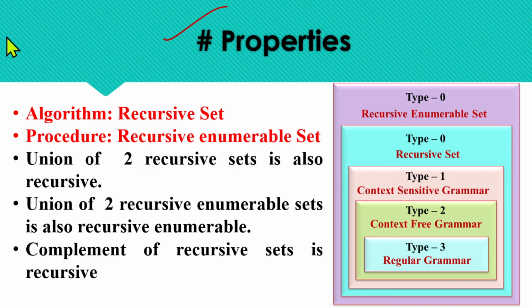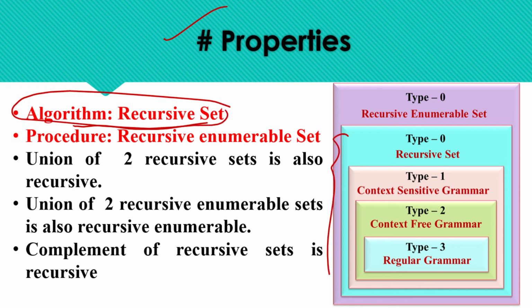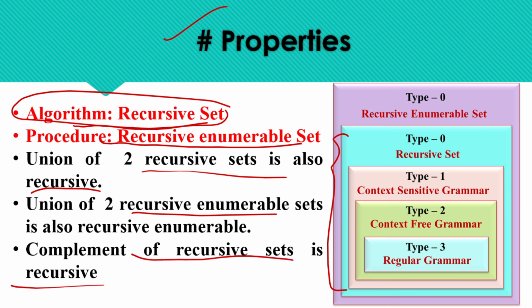So here are some of the properties. As we have already discussed, an algorithm can be compared to the recursive set where the machine will always halt, and a procedure can be equated with the recursively enumerable set where the machine may or may not halt for a particular input. The union of two recursive sets is also recursive, the union of two recursively enumerable sets is also recursively enumerable, and the complement of a recursive set is also recursive.